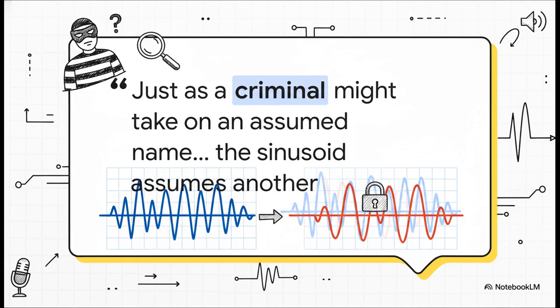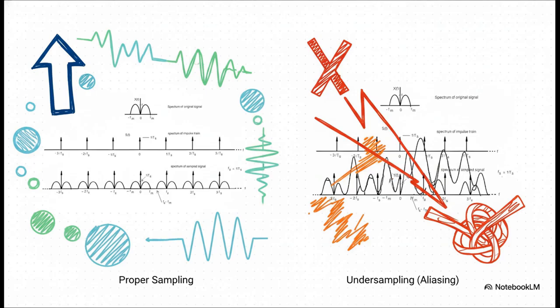And once it's in your digital data, there is no way to know it was ever anything different. The perfect crime has just been committed on your signal. This side-by-side just makes the problem crystal clear.